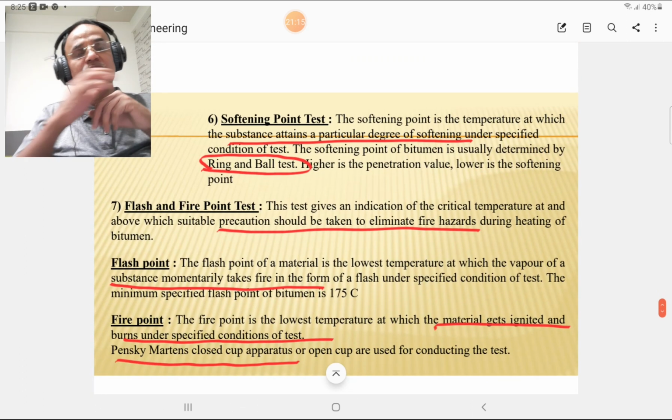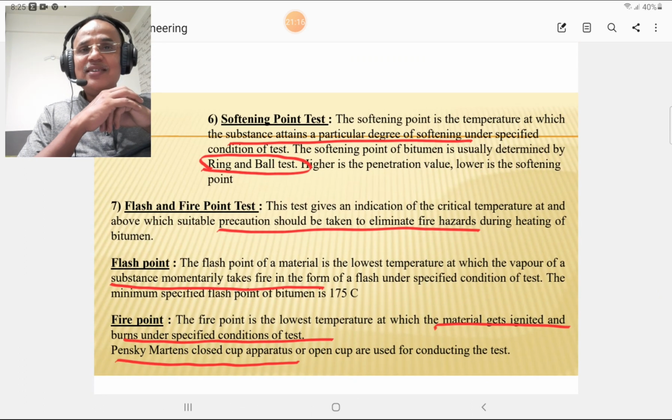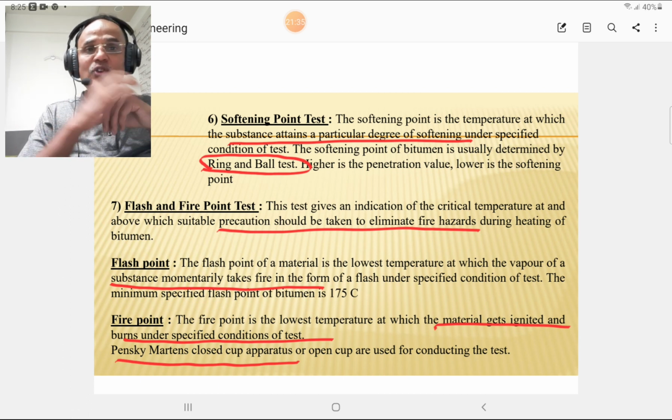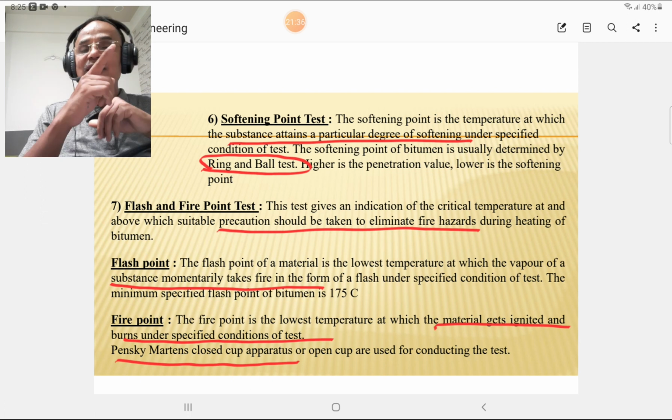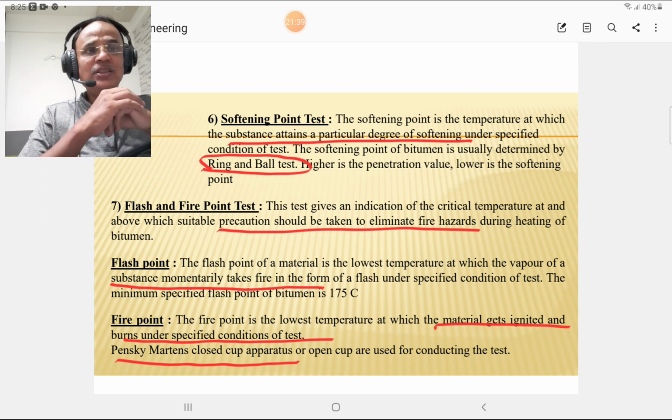Softening point test. For the softening point test, the apparatus used is the ring and ball apparatus. We may term it as the ring and ball test. The softening point is the temperature at which the substance attains a particular degree of softening under specified conditions of the test. That is important. The higher the penetration value, the lower the softening point.